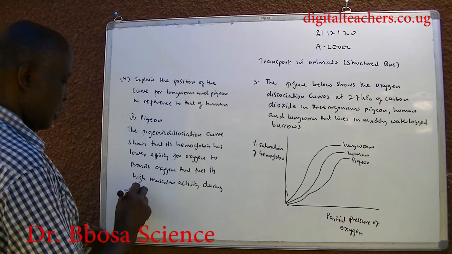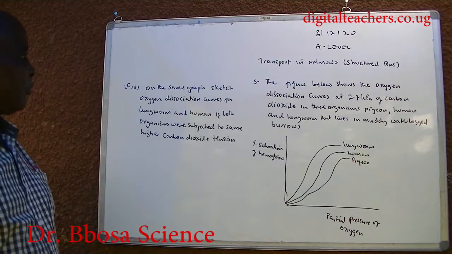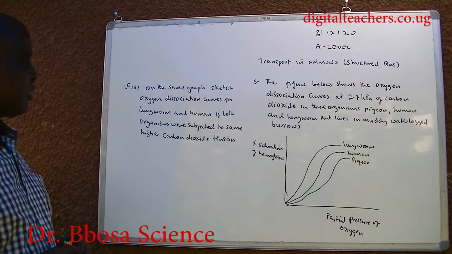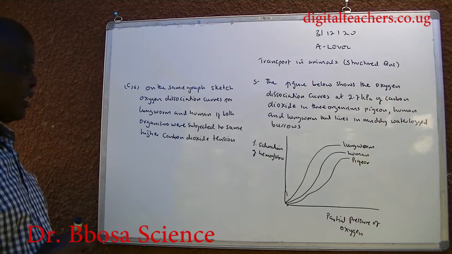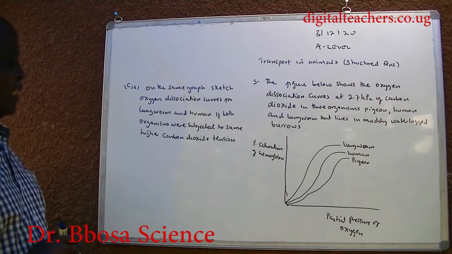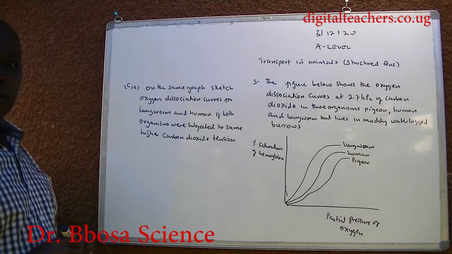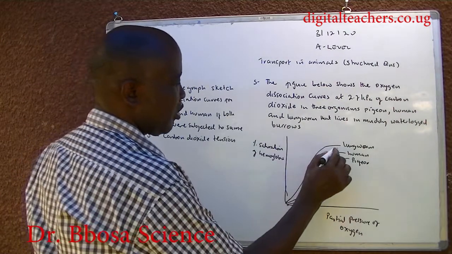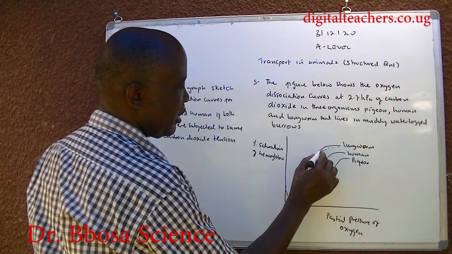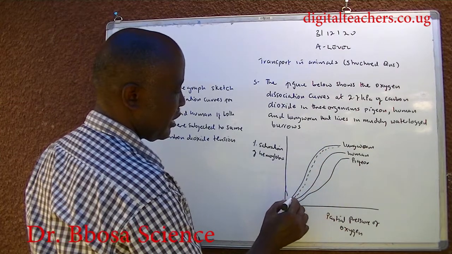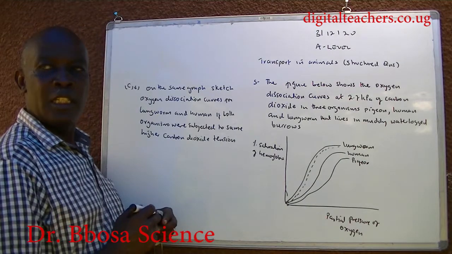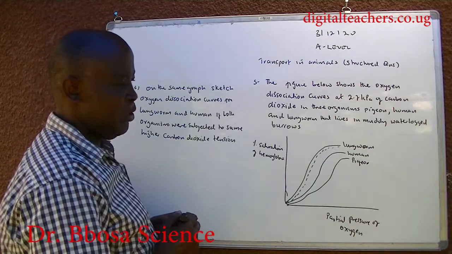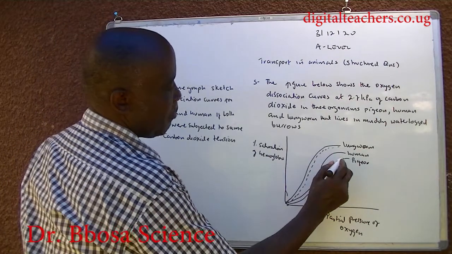during flight. C1. On the same graph, sketch oxygen dissociation curves for lugworm and human if both were subjected to the same higher carbon dioxide concentration. So in both, the oxygen dissociation curves would shift to the right because the affinity of hemoglobin for oxygen reduces in the presence of carbon dioxide.